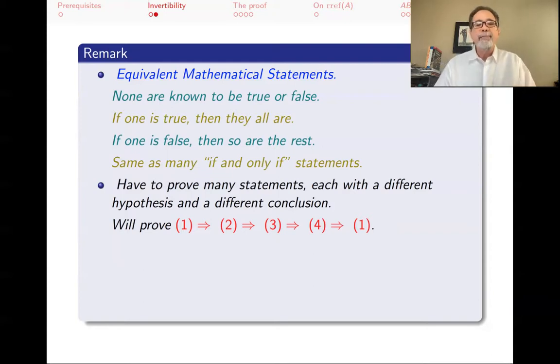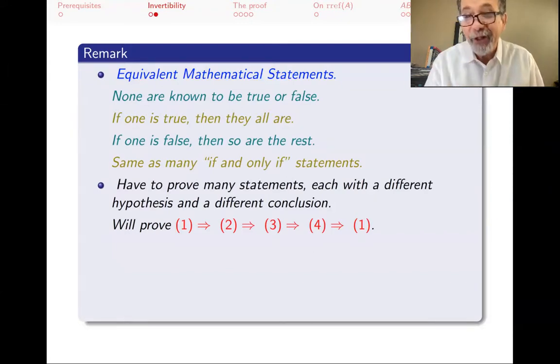So why? For example, if I know 1 is true, then how do I know 4 is true? I didn't prove that directly, but all I proved is that if I know 1 is true, then 2 is true. But I also proved that if 2 is true, 3 is true, and if 3 is true, 4 is true. So 1 implies 2, 2 implies 3, and 3 implies 4. So I've got 4. If I know 4, how do I know 3 is true? Well, 4 implies 1, 1 implies 2, 2 implies 3.